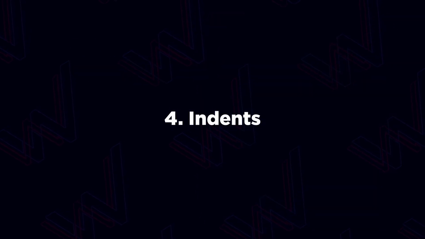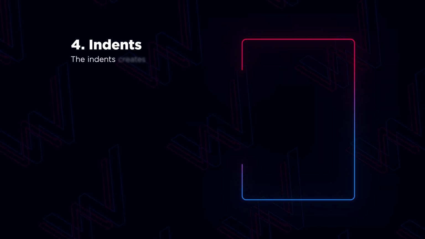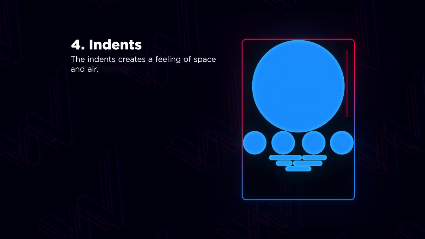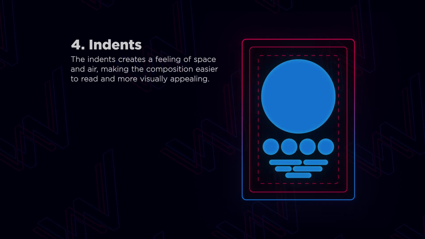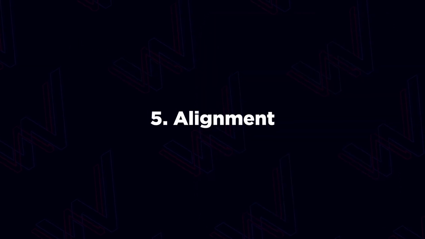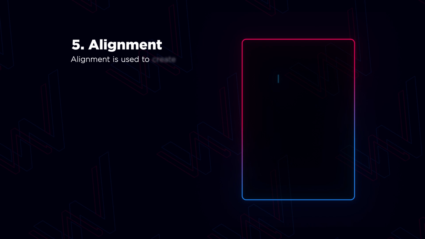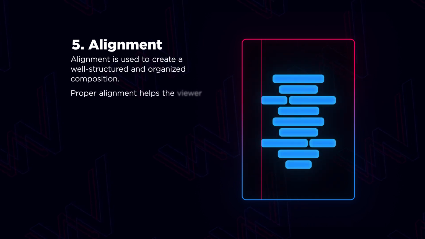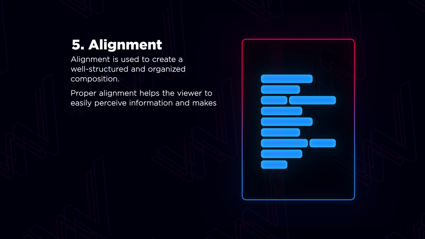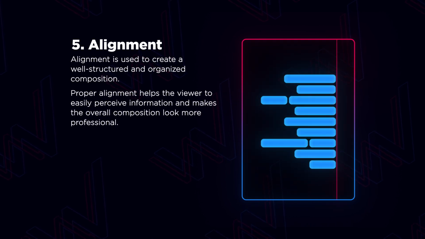Number 4. Indents. The indents create a feeling of space and air, making the composition easier to read and more visually appealing. Number 5. Alignment. Alignment is used to create a well-structured and organized composition. Proper alignment helps the viewer to easily perceive information and makes the overall composition look more professional.